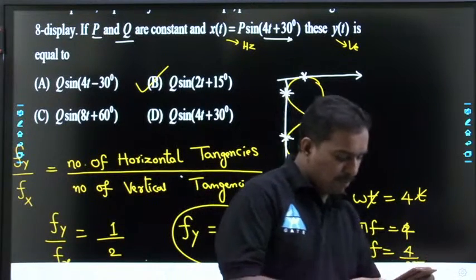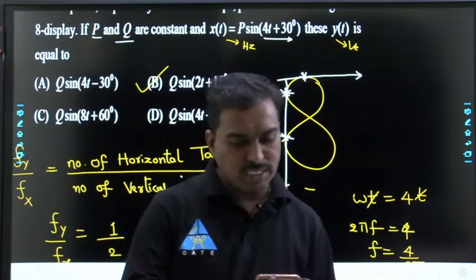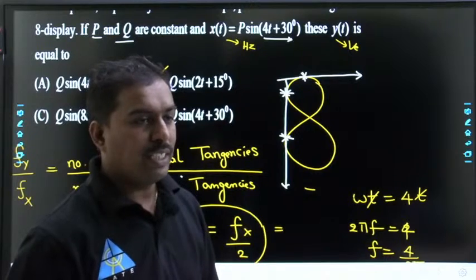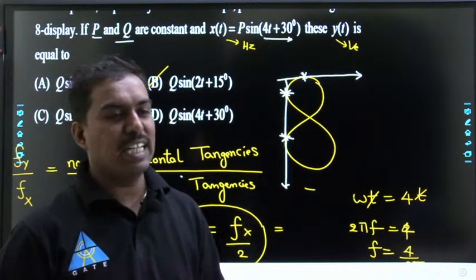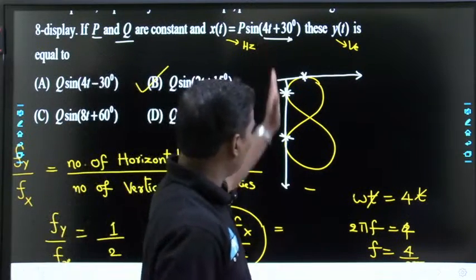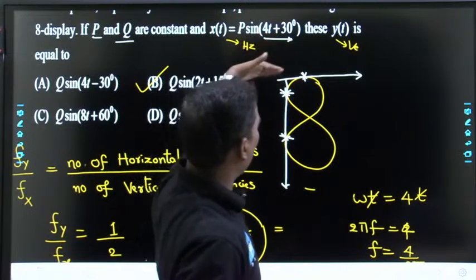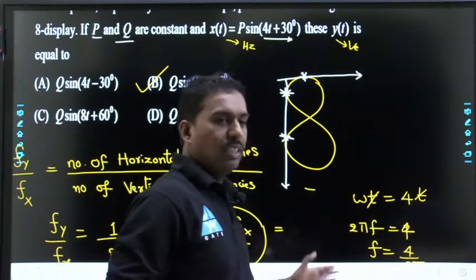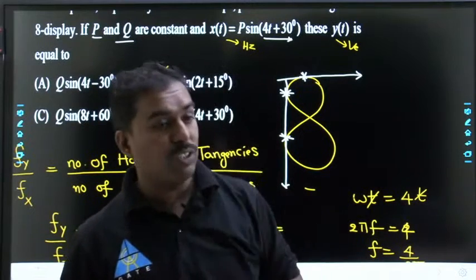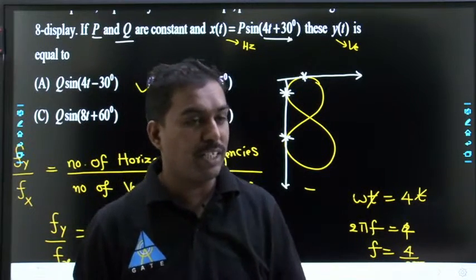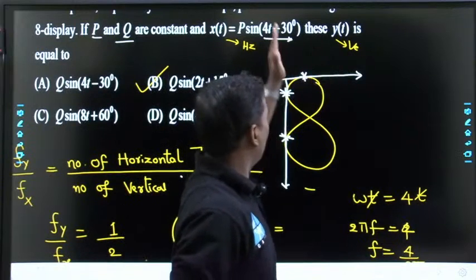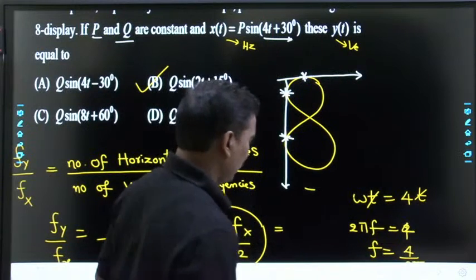Sir, what will happen if there is no vertical tangent? Without vertical tangent, signal cannot be there, beta. Lissajous patterns will be formed. For that pattern, if you draw a horizontal line, vertical tangent, then definitely there is a vertical collision. Definitely there is a horizontal, definitely there is a vertical. Okay na? Chalo. Next question.